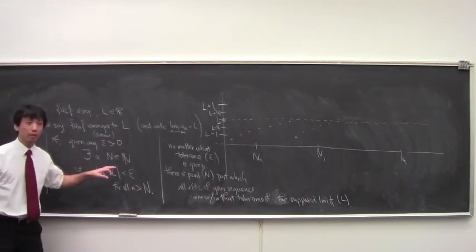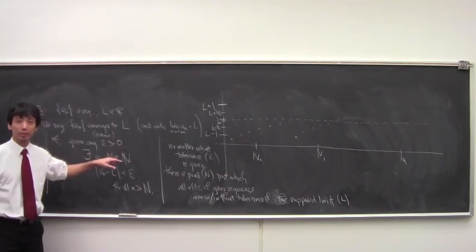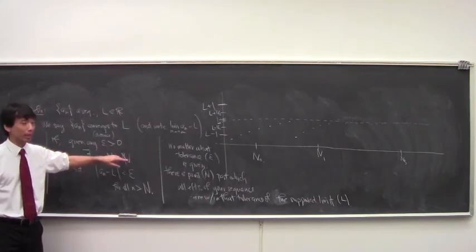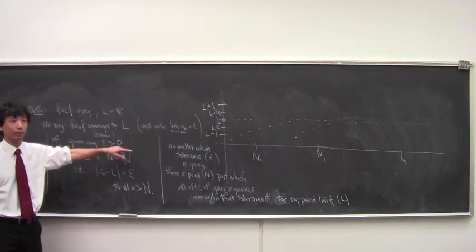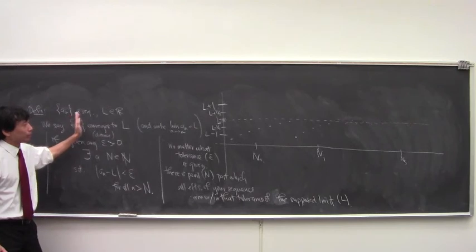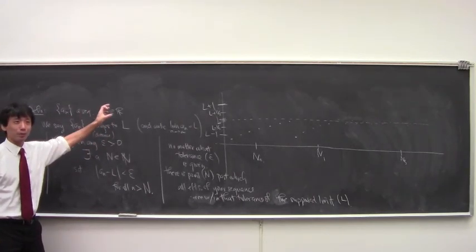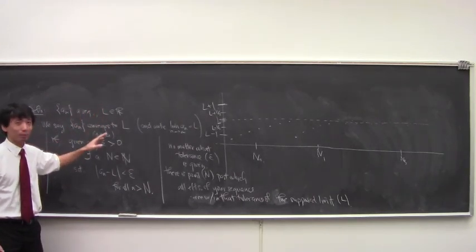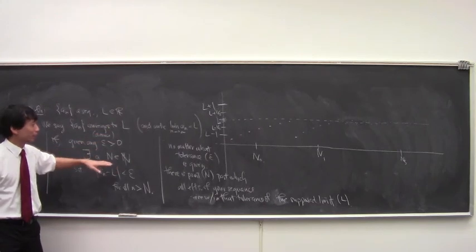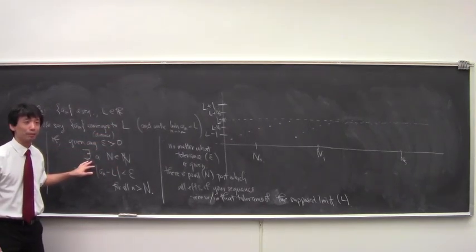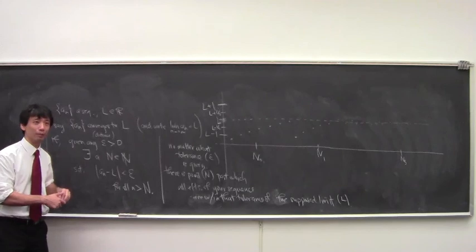And so this is the definition of limit. This is the rigorous definition of limit. I don't know what kind of definition you've seen before. Some people will say, as you go farther and farther out, you get closer and closer to L. That's not a mathematical definition. This is the mathematical definition, and this is what we're going to use to prove things that follow.